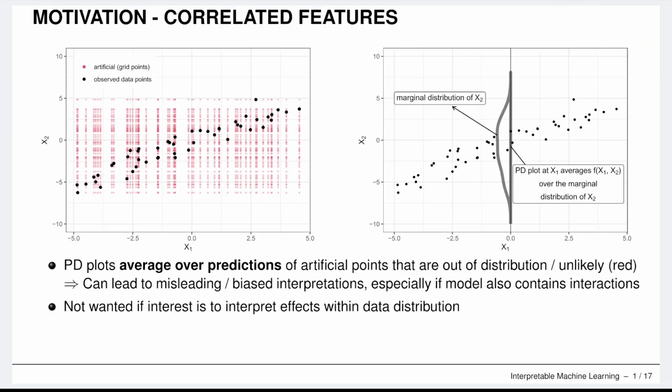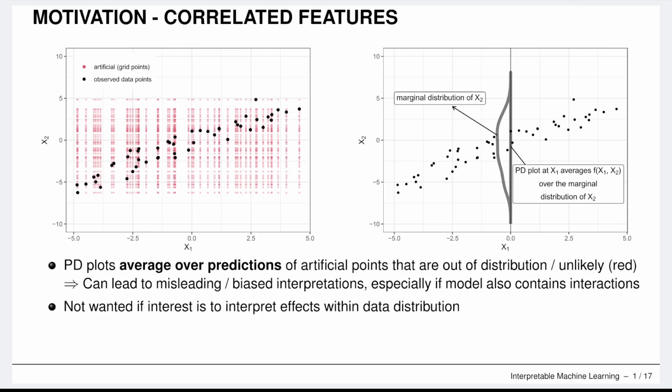To better understand the extrapolation issue, let's look at a simple example. We have here on the left-hand side two features, x1 and x2, which are correlated. The black points are our data points that are observed and part of our data. The red points are the artificial grid points that the partial dependence plot creates and asks the model for their predictions, which are then used in the partial dependence plot to visualize it.